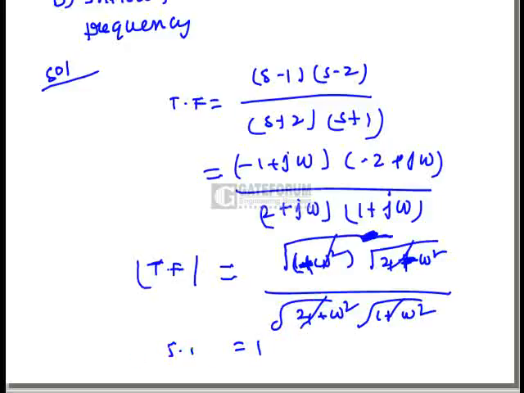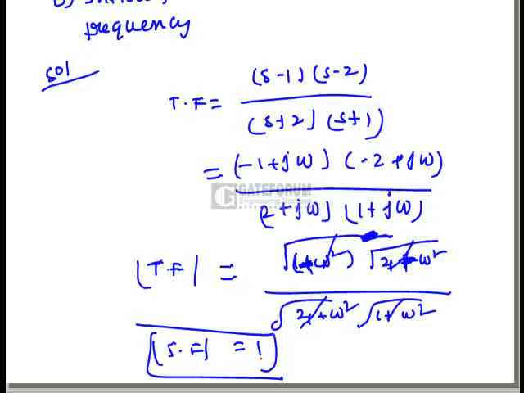So the magnitude of the transfer function is simply 1. From this we can say there is no term called frequency here. So that's why the magnitude of the system, or the magnitude of the transfer function, will be independent of the frequency, because we got a transfer function magnitude equal to 1.